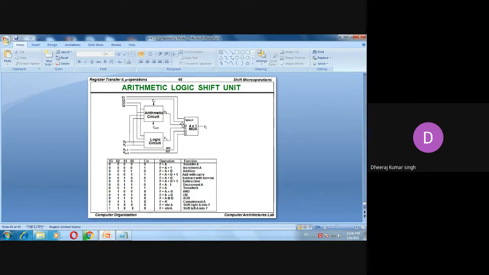But whenever we talk about a real computer, the actual diagram will be much more complex. It is not so easy. This is a simple representation that it should be like this. But exactly whenever we make the ALU circuit, it is a very complex circuit.